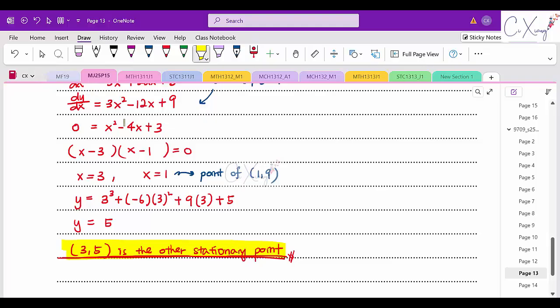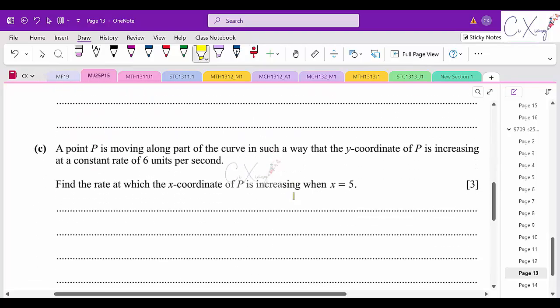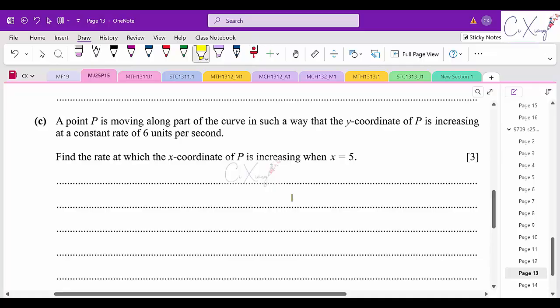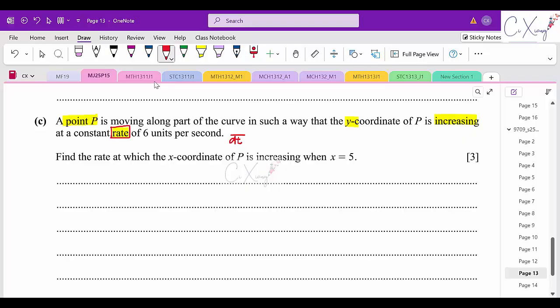Right, then let's continue to part C. For part C, now they are saying that we have a point P moving along part of the curve in such a way that the y coordinate of P is increasing at a constant rate of 6 units per second. When you see the keyword rate, that means it is about the rate of change. The symbol for rate of change will be something over dt. We are talking about the y coordinate here, so it should be dy/dt. And it is equal to 6 units per second. This 6 should be a positive value because of the word increasing.